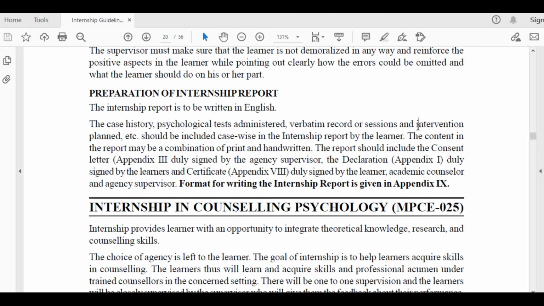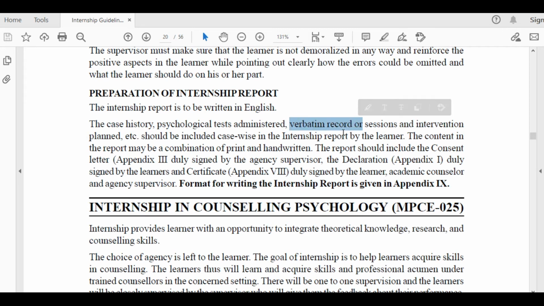Okay, and if you have planned any intervention, like a second session or third session, then you need to mention that. Case wise, so each case will have all these details, and then the next case starts. So case 1, all these details, then again case 2, all these details, etc. So these records have to be mentioned.